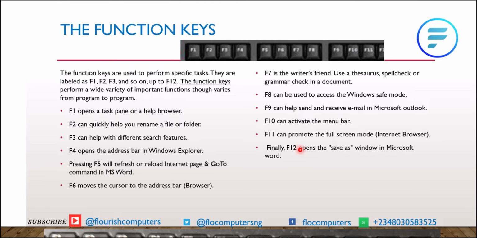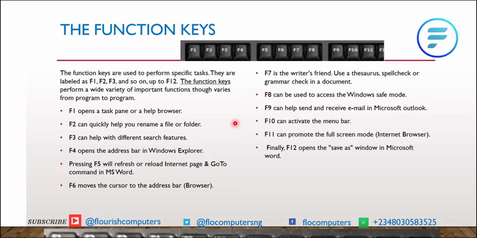The next group is the function keys. The function keys are used to perform specific tasks on your computer. They are labeled on the keyboard as F1 to F12. The F means function 1, function 2, up to function 12. That is how they are labeled, and that is the first row on your keyboard, as you can see on the screen right here. The function keys perform a wide variety of important functions, though the functions they perform vary from one application to another.